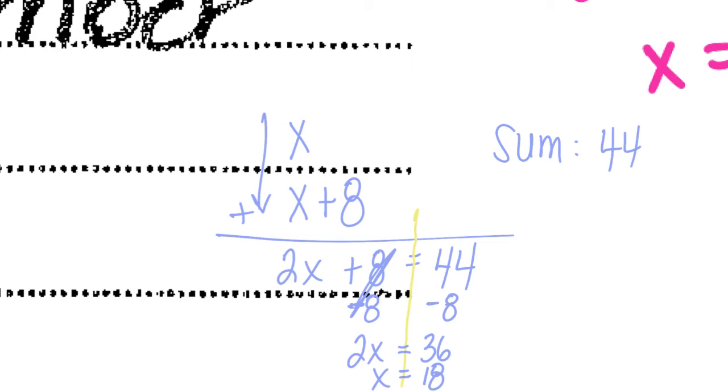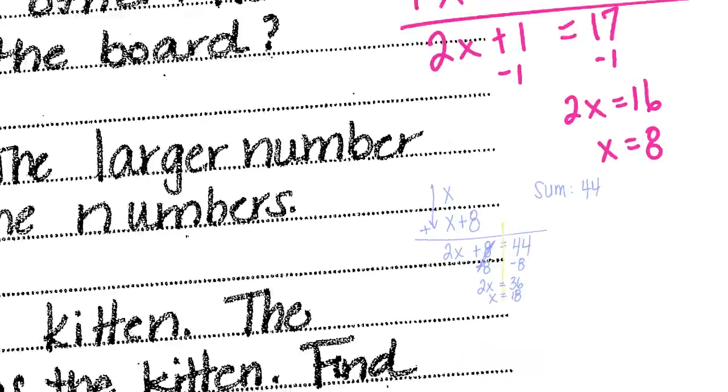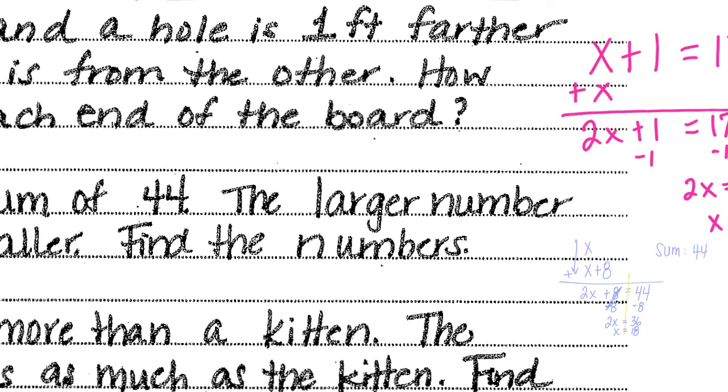Now, we also have to remember, did I answer the question? Because this question says, find the numbers. Well, I know the smaller number was 18. The bigger number is 8 more than that. So the two numbers are going to be 18 and 26. So make sure we always answer the question.